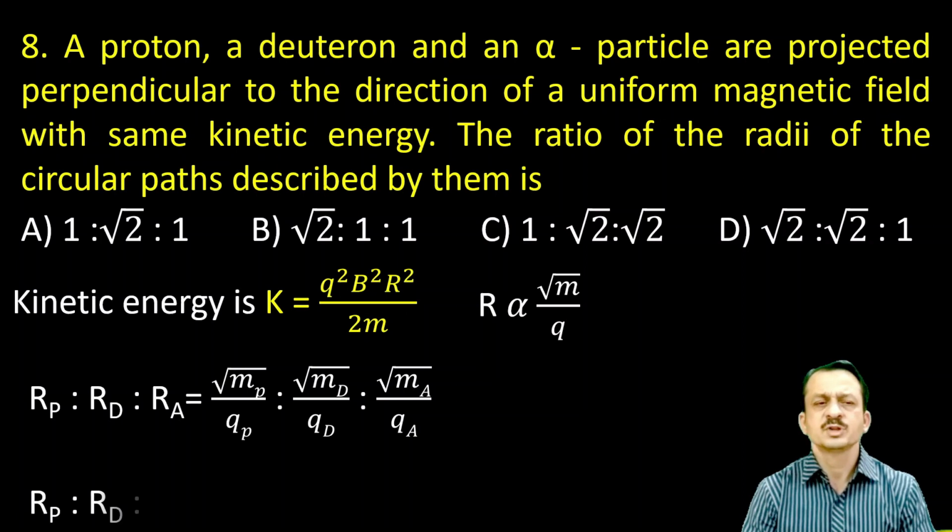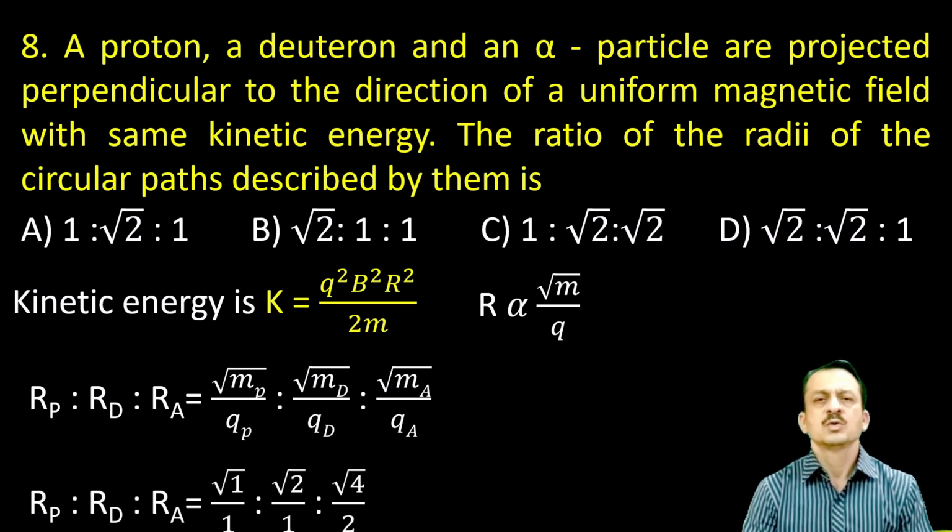If I substitute these values, I will get root 1 divided by 1 is to root 2 divided by 1 is to root 4 divided by 2. Now third term, root 4 is 2, therefore 2 get cancelled, I am getting 1. Hence, the ratio of radius R proton is to Rd is to Ra should be equal to 1 is to root 2 is to 1.